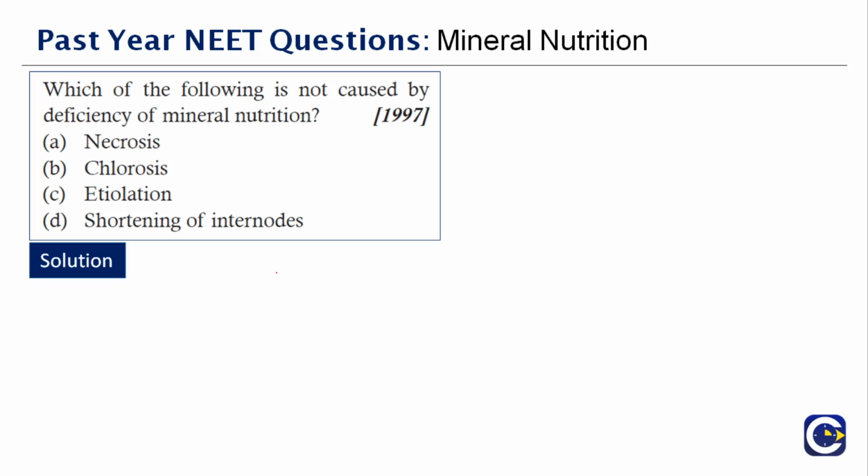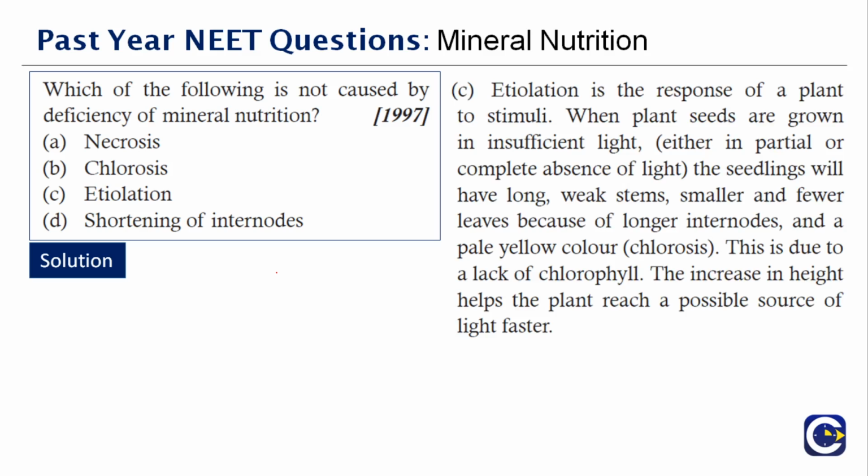So chlorosis is a pale yellow color. This is due to the lack of chlorophyll. The increase in height helps the plant to reach a possible source of light faster. So the one which is not due to deficiency of mineral nutrition is called etiolation. It is a response of a plant to a stimulus. Therefore, it is not because of mineral nutrition. Therefore, the right answer is option C.